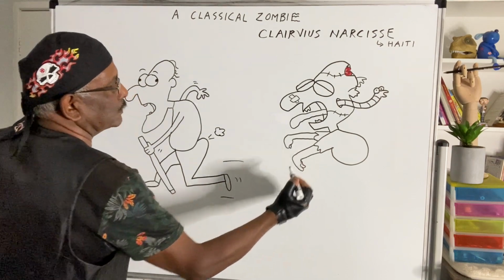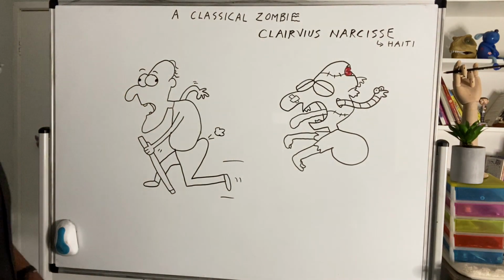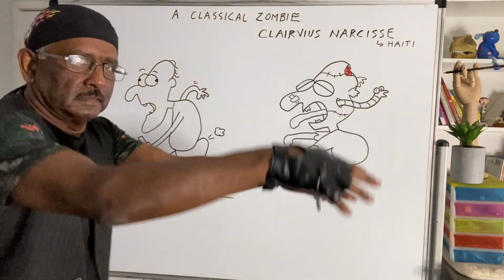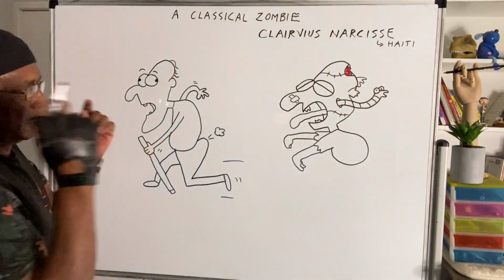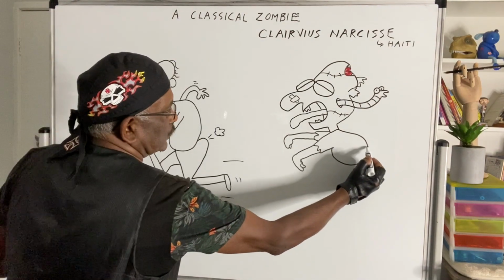Another finger over there. Okay. You know how zombies walk, right? Kind of stiff, you know. Hands this way and the legs are stiff. So how should we draw the legs? Let's see. Alright, let's draw the legs this way.